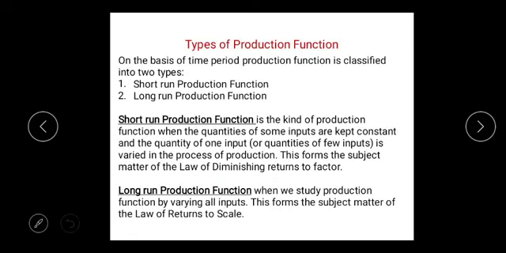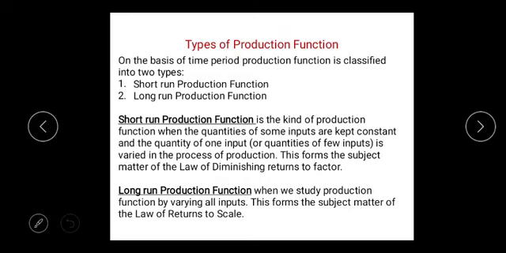Okay. Now coming to another concept, that is the types of production function. Students, the nature of production function, that is how output varies with change in the quantity of inputs, depends upon the time period allowed for the adjustment of inputs. That is, on the basis of time period, production function is classified into two types. One is short run production function and the second one is long run production function.